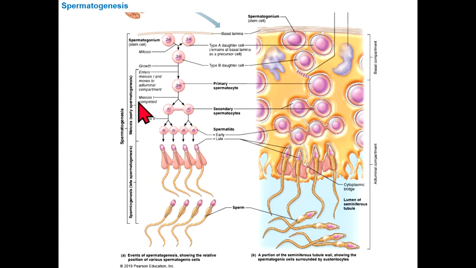When it goes through meiosis 1, we get diploid to haploid. So we get these two cells, which are now secondary spermatocytes. So a primary spermatocyte is diploid, and after meiosis 1, the secondary spermatocytes are now haploid cells, and they're actually connected. So that cytokinesis isn't quite complete, and they have this bridge formed between them.